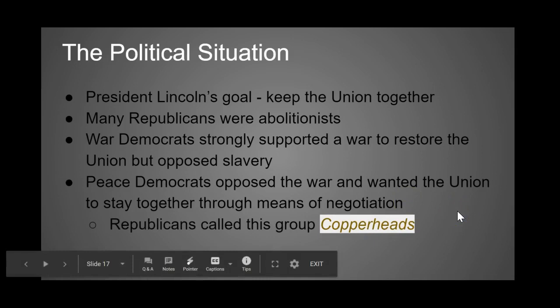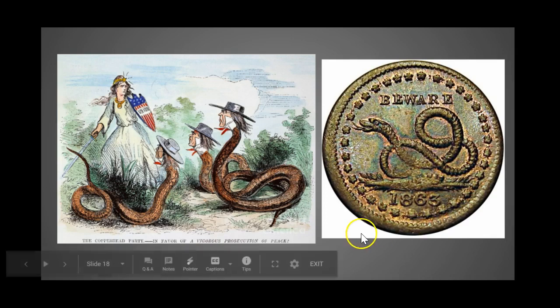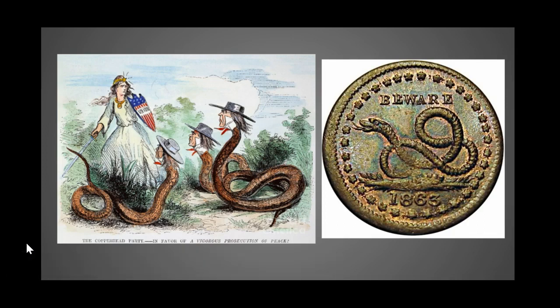The Republicans called these Peace Democrats Copperheads. So here I want to show you that this is a Copperhead penny. Now, they called them Copperheads because they saw them as traitors to their own party. Copperheads are venomous snakes, and traitors are often called snakes as a negative thing. But get this. The Peace Democrats, or the Copperheads, began to accept the label, and they turned that negative name into a badge of honor.